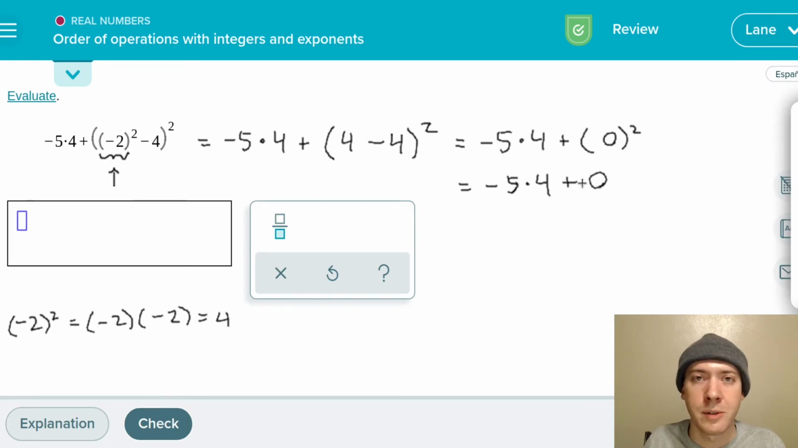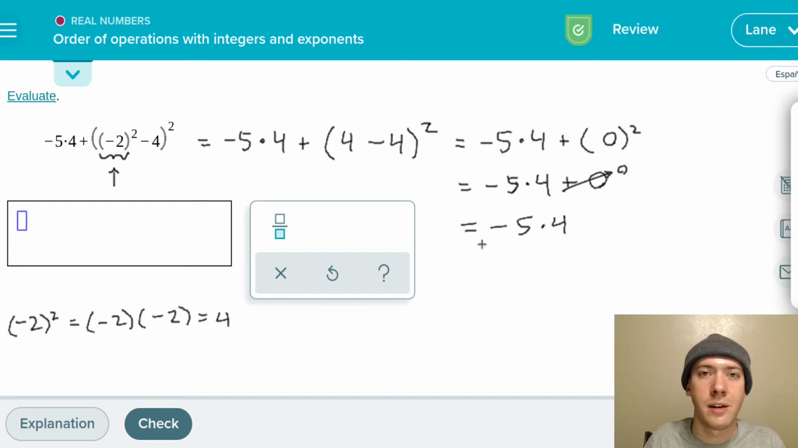Now adding 0 isn't going to change the value of our answer, so we can just say that this is equal to -5 times 4. All right, and our final answer is going to be negative because we're multiplying a negative by a positive. And what is 5 times 4? 20, right? So our answer should be -20. Let's put that in.